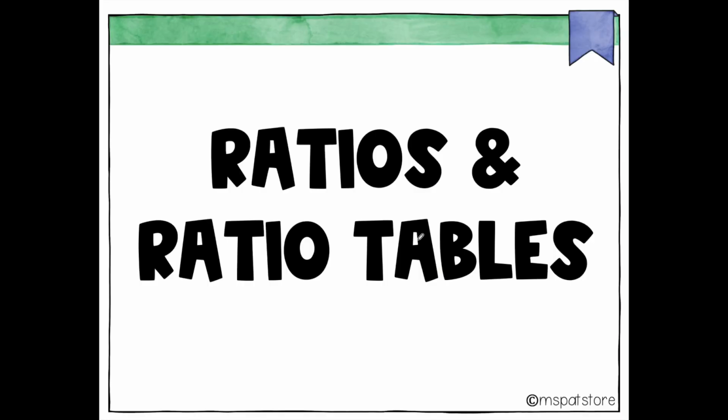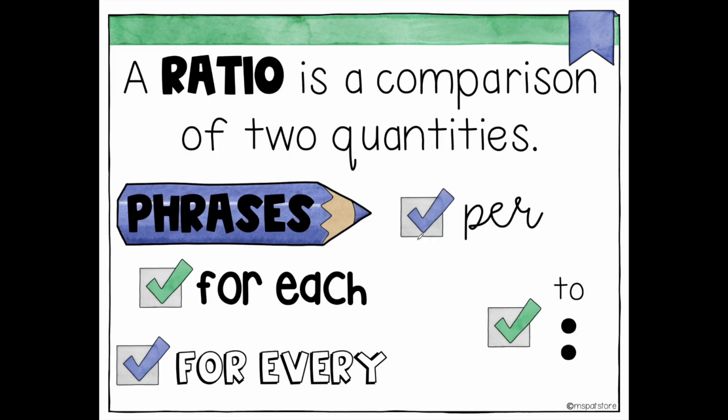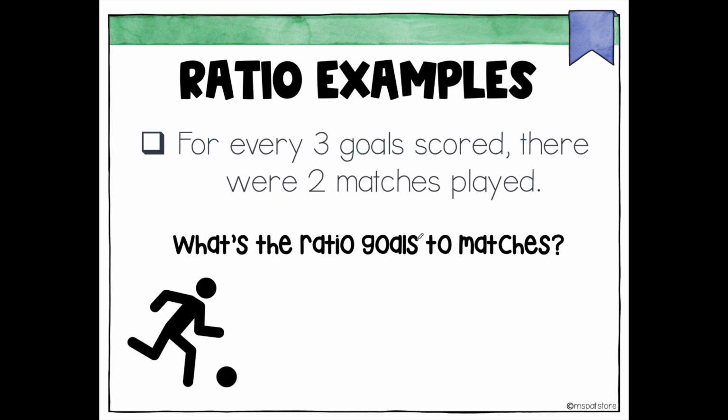During this video, we're going to be talking about ratios and ratio tables. So basically, a ratio is a comparison of two quantities. And we're going to be using these phrases whenever we're reading or identifying ratios: for each, for every, per, or whenever you see these two dots, there's another way to read them, such as saying "to." Okay?